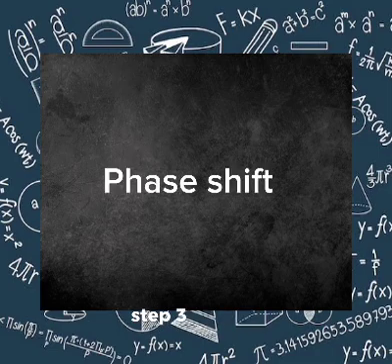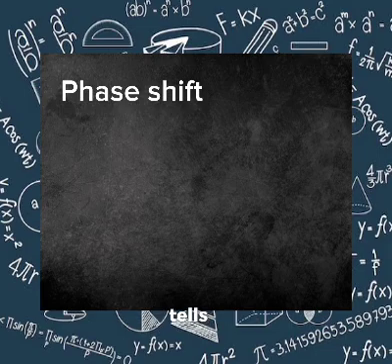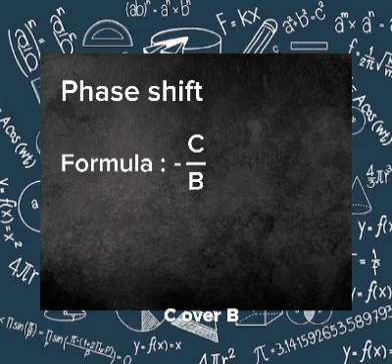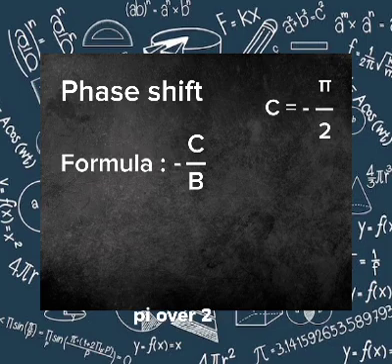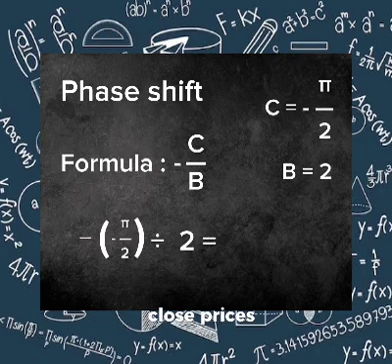Step 3. Phase shift. The phase shift tells us how far the graph moves left or right. Use the formula negative c over b. In our example, c equals negative pi over 2 and b equals 2. So the phase shift is negative (negative pi over 2) divided by 2, which equals pi over 4. The graph shifts pi over 4 to the right.